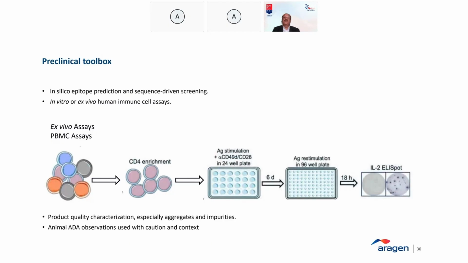Then we support them with in vitro and ex vivo human immune cell assays, where the PBMCs are taken, they are enriched for CD4, then they are challenged with the antigen, and then upon the second challenge with the antigen, they start secreting cytokines, which are monitored through ELISpot, where you can tell how many cells actually are responding to the antigen. And this gives you an early risk of incidence of immunogenicity. Besides that, we do product quality characterization, especially the aggregates and impurities. We do animal ADA observations, which has to be done with caution and context.